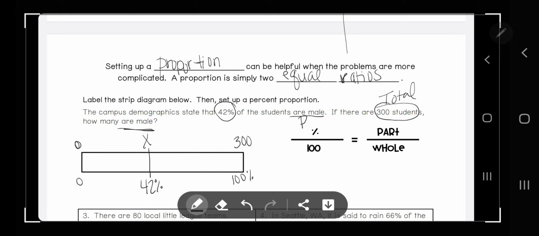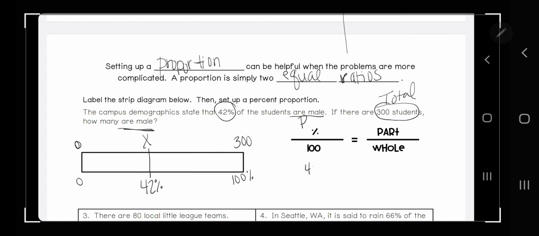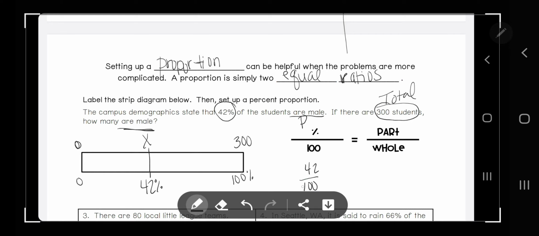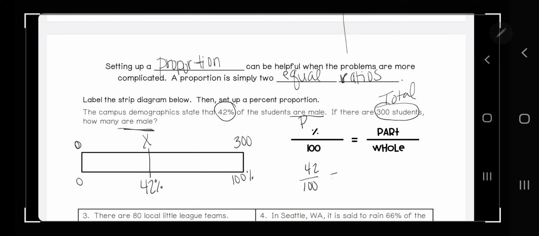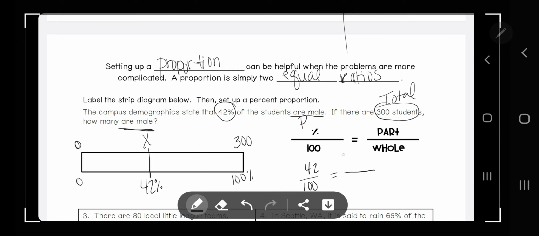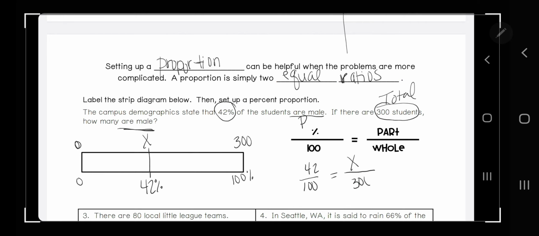So what that's going to look like is, right here, I know that 42%, the male kids, this is how many males there are. That would be 42 out of 100, or 42. So every 100 kids, 42 are male. And then right here, I'm going to write my X because I don't know what this number is. So I'm going to use an X to represent that. And then the total is 300.